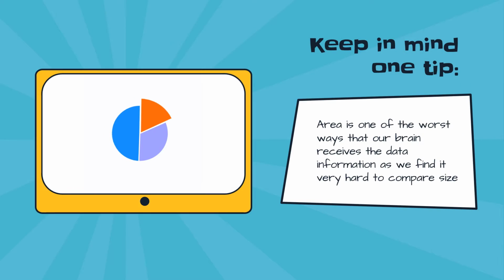Though size and length are usually the most used options in data visualization, consider other categories. You may be surprised of the infinite combination of visualization options, and keep in mind one tip. Area is one of the worst ways that our brain receives the data information, as we find it very hard to compare size, even though we usually love pie charts.